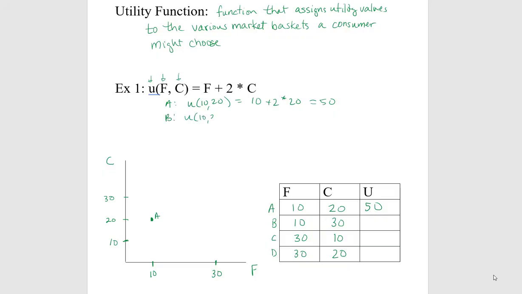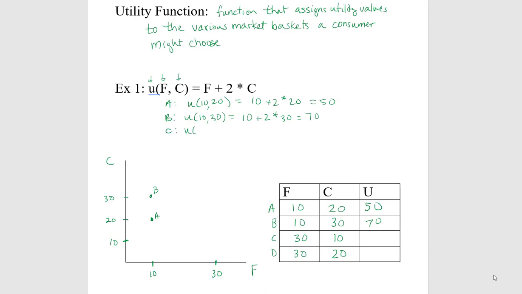So point B is 10 and 30. I get 10 plus 2 times 30, or 70. I know already then, because more is better, that point B is going to be at a higher level of utility, and the math bore that out. Point A is only 50 units of utility, and point B is 70 units of utility. Those would not lie on the same indifference curve.